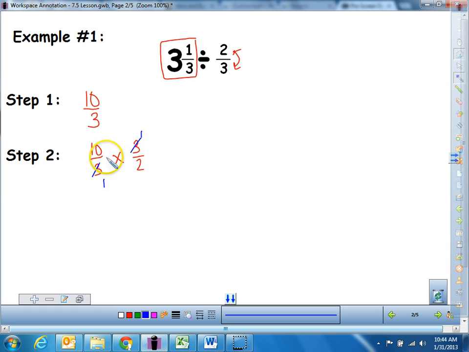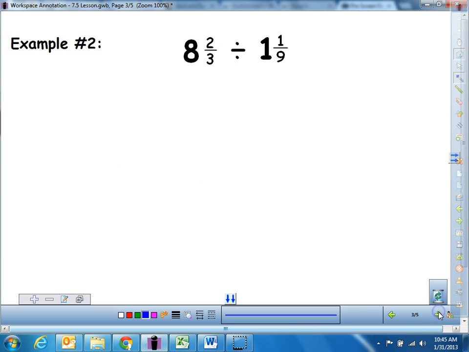I have a 2 and a 10. They're both even. So I'm going to divide them both by 2. 2 divided by 2 is 1. 10 divided by 2 is 5. I've got 5, 1, 1, and 1. When I multiply it out, I end up with 5 times 1 is 5, 1 times 1 is 1, 5 over 1, which is the same thing as just the whole number 5 as my answer. Good job. Let's try another one.